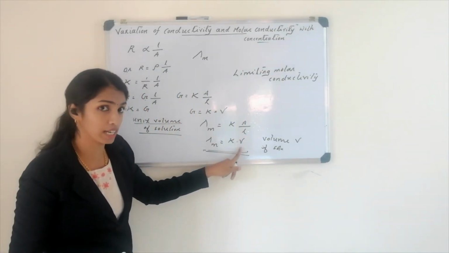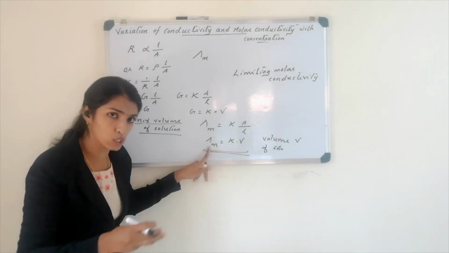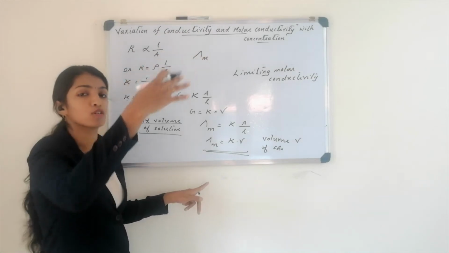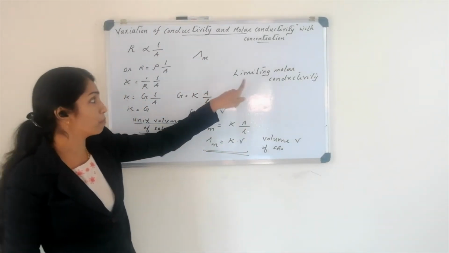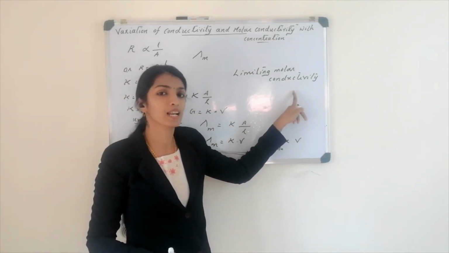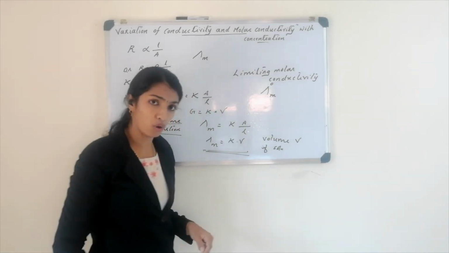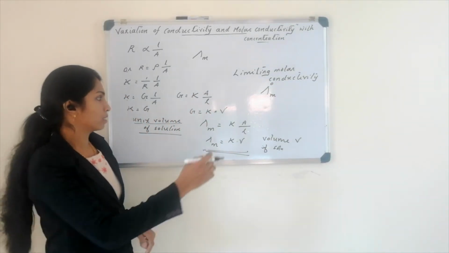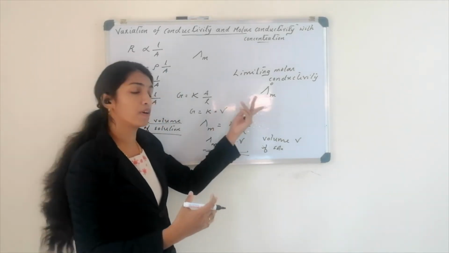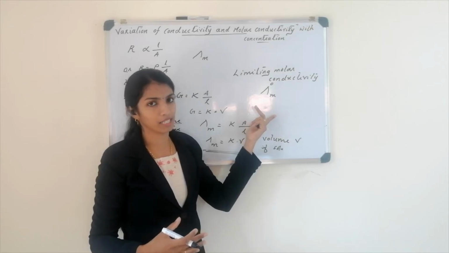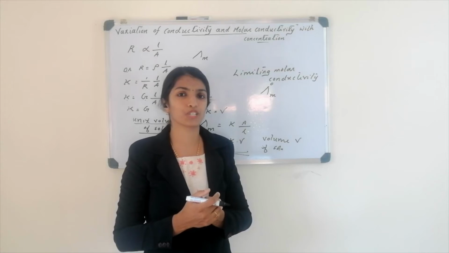As concentration decreases, or if we increase the dilution, the molar conductivity value gradually increases. So at the maximum dilution, or at zero concentration, the molar conductivity value will be maximum. That maximum value of molar conductivity is known as limiting molar conductivity, and it is denoted by the symbol lambda not m. Is the difference between molar conductivity and limiting molar conductivity clear? The maximum value of molar conductivity is known as limiting molar conductivity. It is obtained at infinite dilution or at zero concentration of the solution.